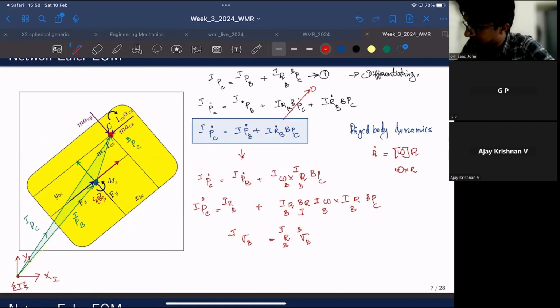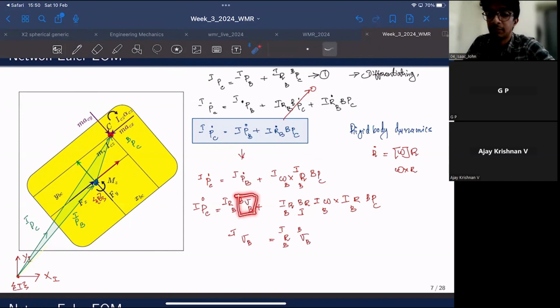IRB BPB, right? And if the vector is represented with respect to its own frame of reference, then we don't need to have this superscript. It is understood. We omit this superscript and we'll simply keep this term VB as such.